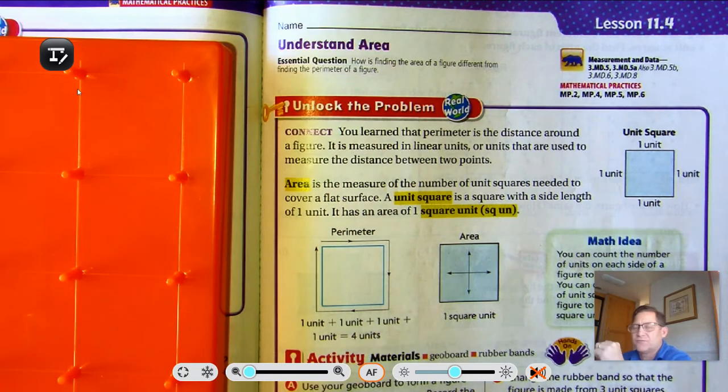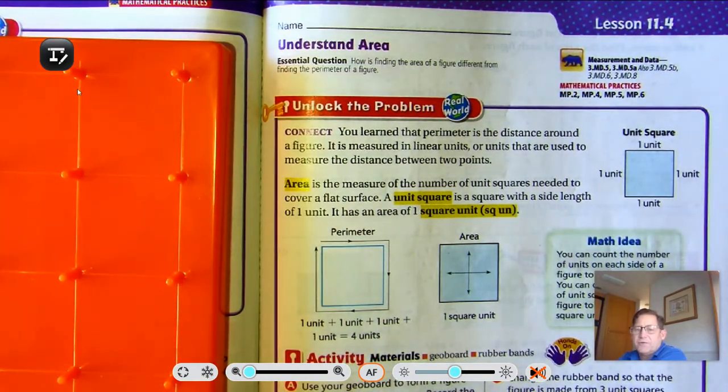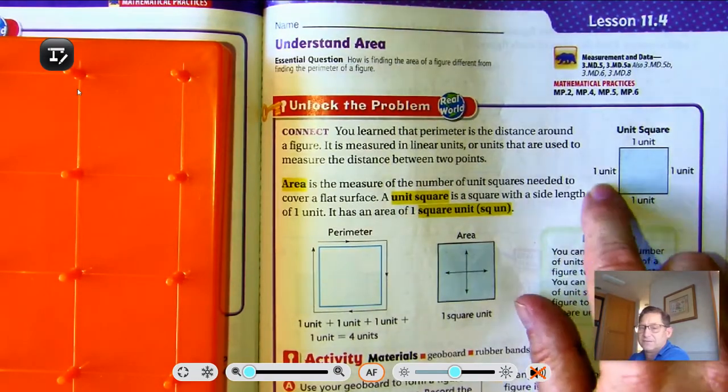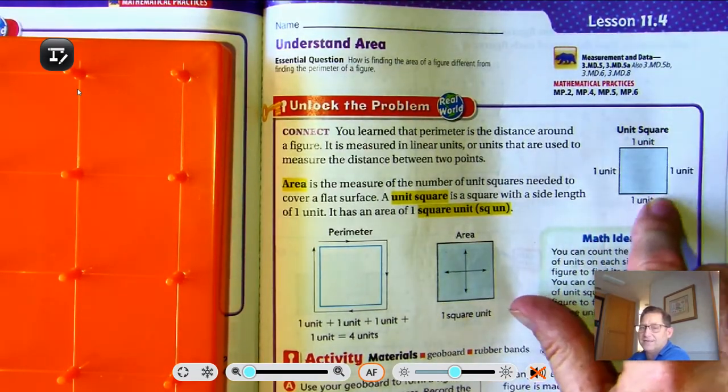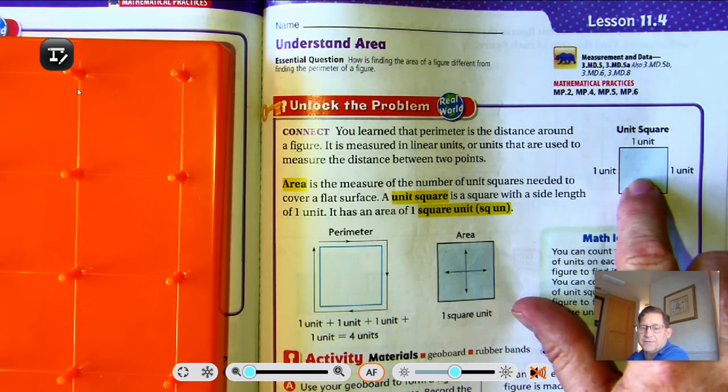So we've been practicing finding the perimeter, which was just basically counting the distance around the outside of figures, right? We added up all the sides. So what is area? Well, area is the measure of the number of unit squares needed to cover a flat surface. A unit square is a square with a side length of 1 unit. It has an area of 1 square unit. So that would be this picture right here. So it's 1 unit on every side. Okay. So this is considered 1 square unit.